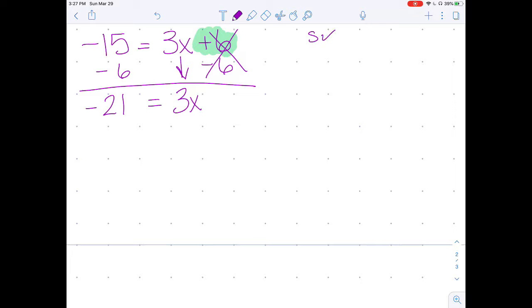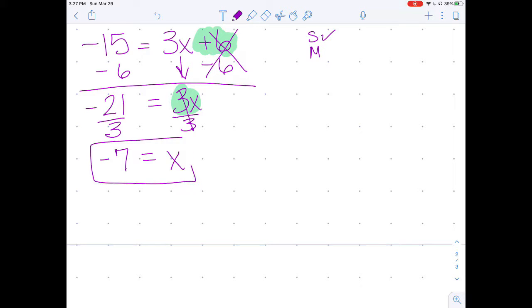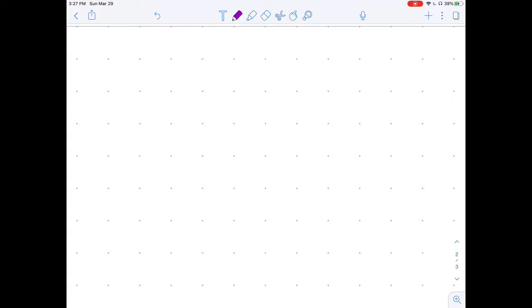We've done S, so now I can work up. Next would be M, multiply and divide. Right here, I've got 3 times x, so the opposite of times would be divide. Negative 21 divided by 3 is negative 7, equals, those cancel out, x. And we're done because x is by itself. Let's try one more like this.